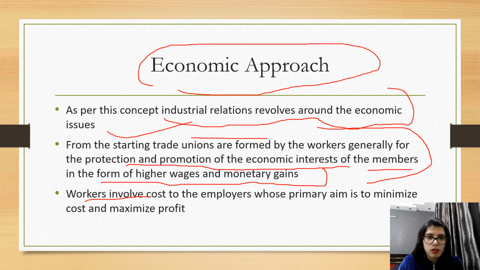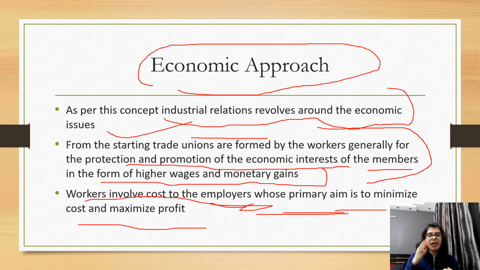Now worker involves cost to the employer. We all know कि workers को pay, salary देनी पड़ती है, wages देनी पड़ती है, so that is why वो cost होते हैं. Employers का primary aim क्या होता है, is to minimize cost and maximize profit. So वो क्या चाहेंगे, minimize cost, मतलब जो workers को wages देनी है वो cost हो गई ना, so मतलब कम से कम wages देंगे और profit maximize करेंगे. अब profit कैसे maximize करेंगे, when they would get more production out of the workers. So in turn क्या होगा, workers का exploitation होगा, right. So this is the economic approach.